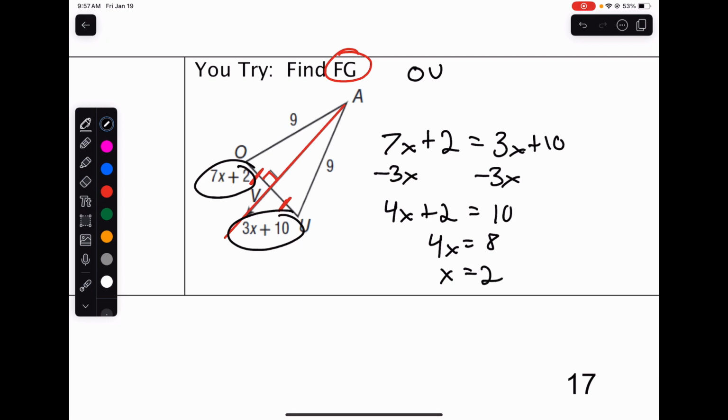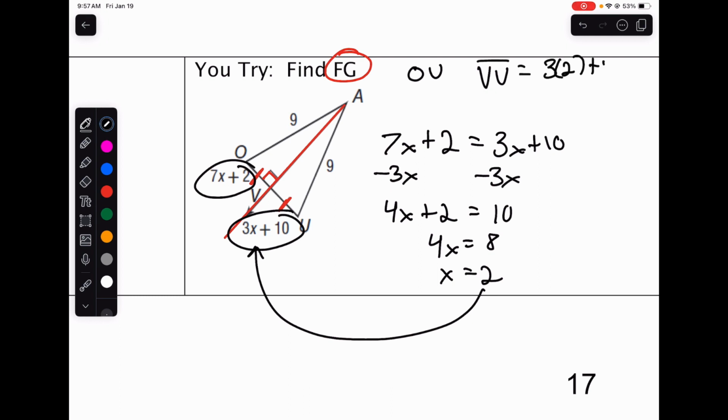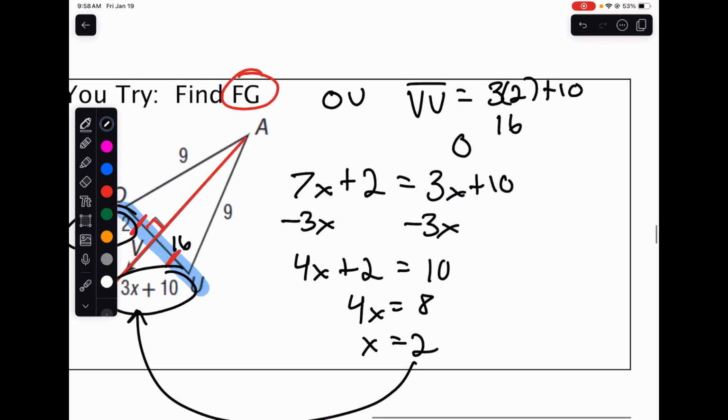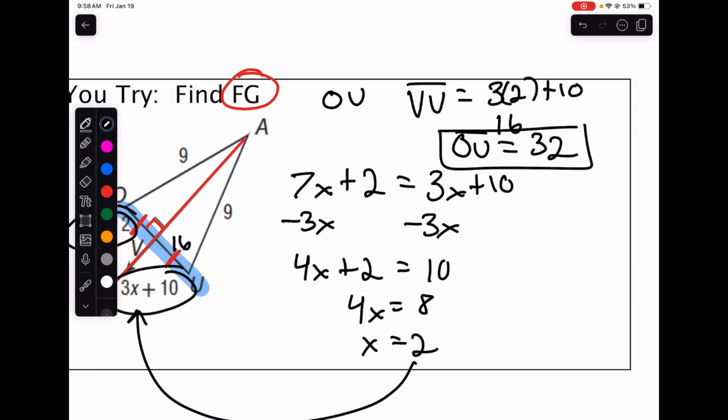So then if we're trying to find OU, we have to use our x value and plug it in. I'll plug it into VU for right now. So we know that VU is going to be equal to 3 times 2 plus 10, which is going to be 16. All right, so if this is 16, we know that OU, this whole thing right here, is going to be double that, so we can say that OU is equal to 32. You just double the 16.